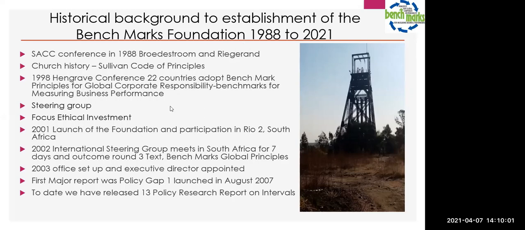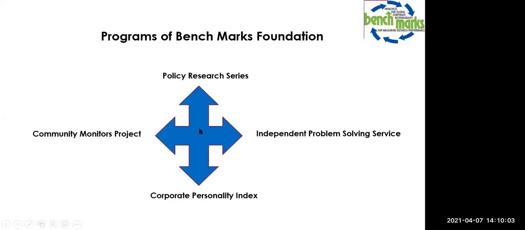Okay, how do I go next here? Okay, oh, sorry. Okay, and the programs of the Benchmarks Foundation, we have 4 pillars, and I'm sorry for those of you who are Christians. This cross does not necessarily symbolize the cross that we just came out from, the long weekend of crucifixion, no.